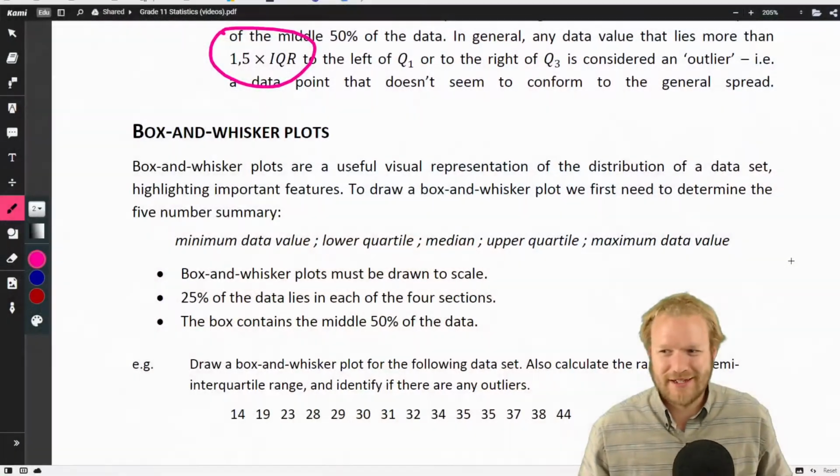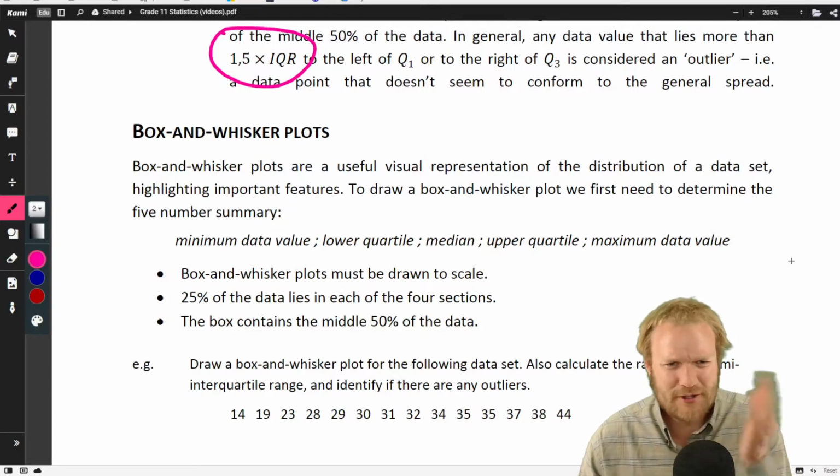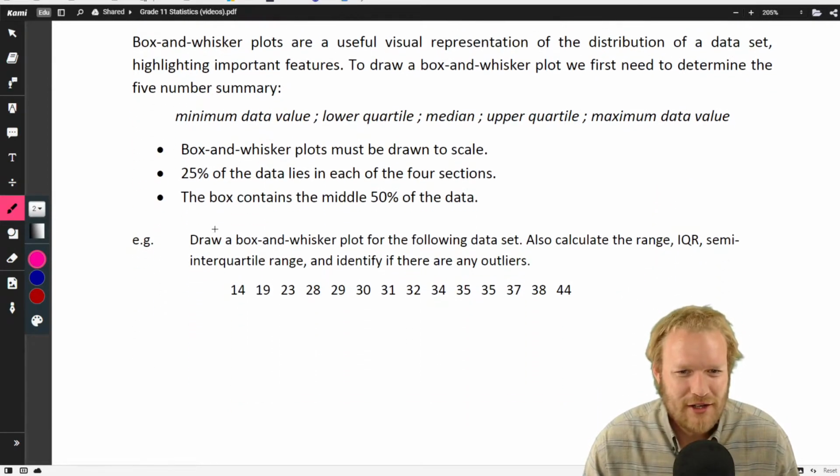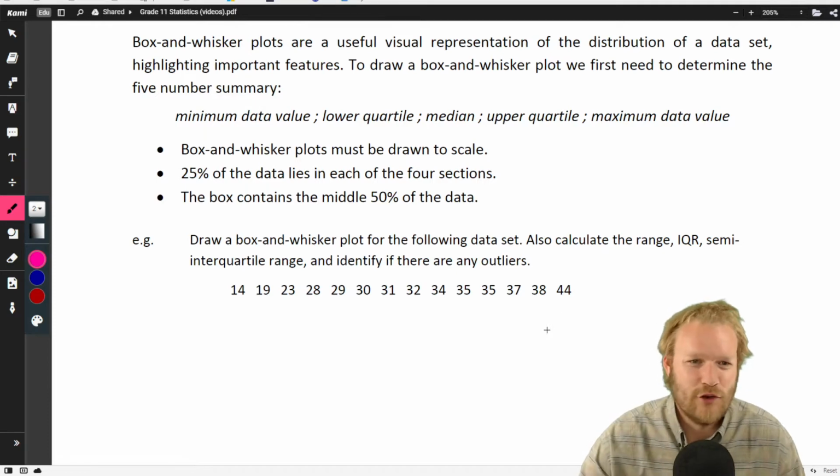And we're back for the box and whisker, so let's get into it here. So, box and whisker, let's see how much you remember from this. We've got this data set that we're given: 14, 19, 23, blah, blah, blah, 37, 38, and 44.